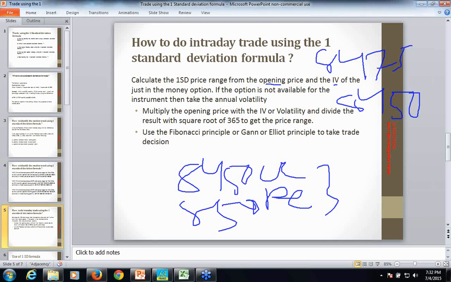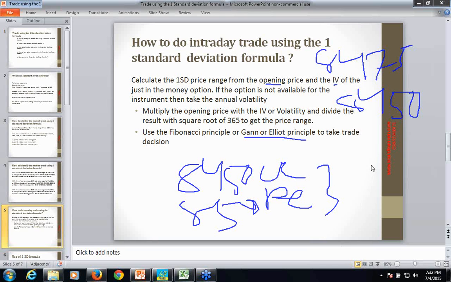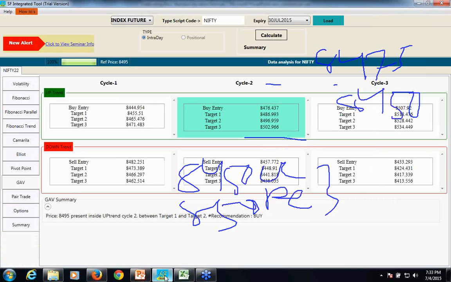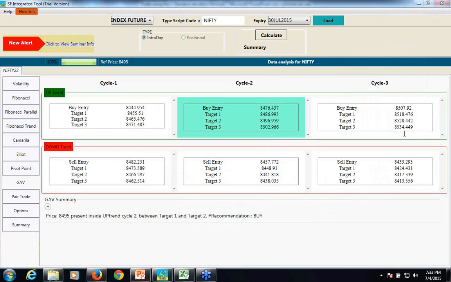Once you do that, you have to apply the Gann, Elliott and other principles, so that based on that principle you can make a trade decision. You have a choice whether to use Fibonacci, Gann, Elliott or any other principle. There are no restrictions in that, but you must use a principle. That should be the thought of your trading. You must not ignore the principle, you must use it.